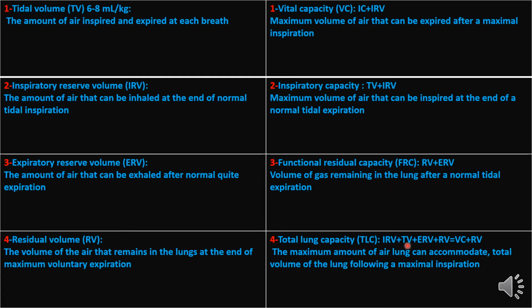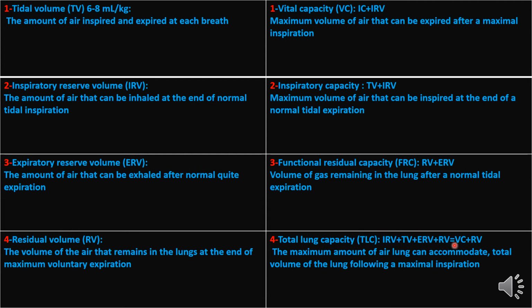So the total lung capacity is very easy. All amounts you calculate, that is called the total lung capacity. The definition is the maximum amount of air the lung can accommodate, the total volume of lung following a maximal inspiration. So the TLC is the sum of IRV, inspiratory reserve volume, tidal volume, expiratory reserve volume, and the residual volume. So this you calculate, that is called the total lung capacity.